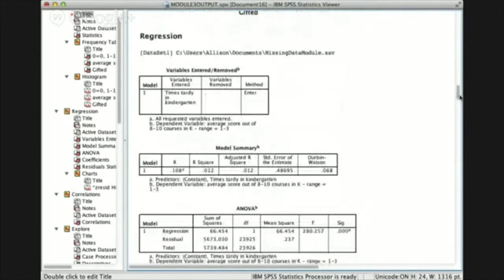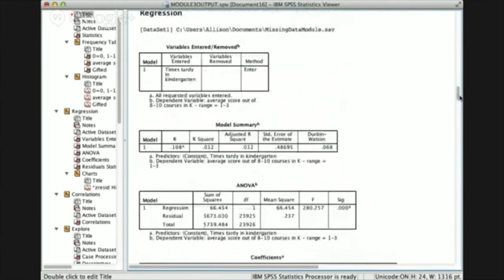All right, so first I ran a regression because I had a thought about what the relationship would be. So I assumed that there would be some sort of relationship between the number of times tardy in kindergarten and their mean grades. So my R-square shows me that 1.2% of the variance in mean grade in K is explained by times tardy in K. So that's pretty interesting. It's only 1.2%, so there's obviously a lot of other things going on that are helping explain these kids' grades.